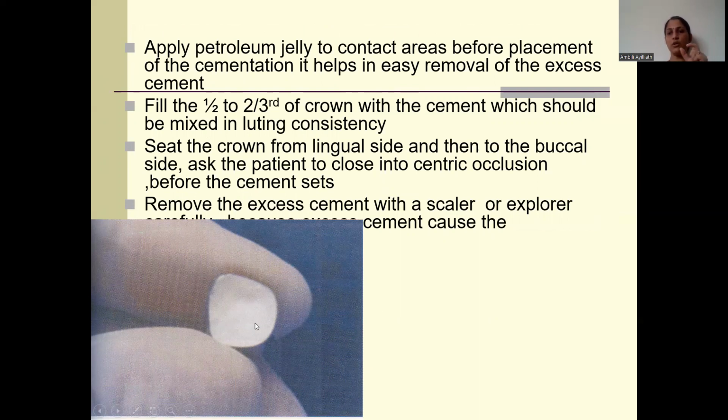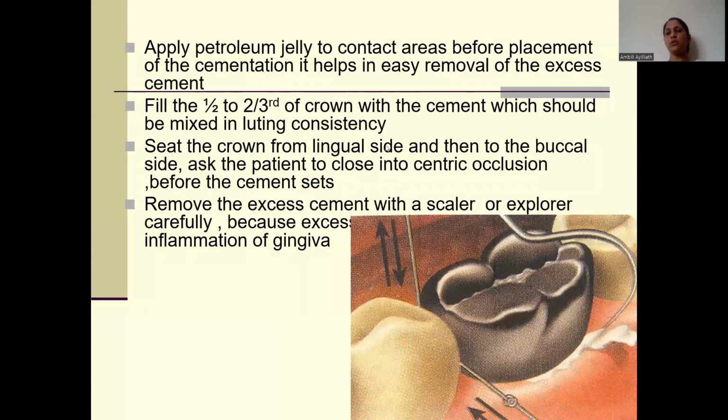Before cementation, it's better we apply petroleum jelly onto the soft tissue, so that the cement doesn't stick onto the soft tissues. Then once 2/3 of the crown is filled with the luting cement, we place the crown from the lingual side and then slide it over the buccal and ask the patient to bite in centric occlusion. Then after that, we remove the excess cement with an explorer tip, and from the proximal aspect, we can remove the excess cement using a knotted dental floss.